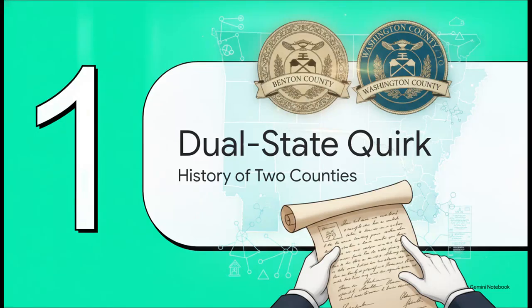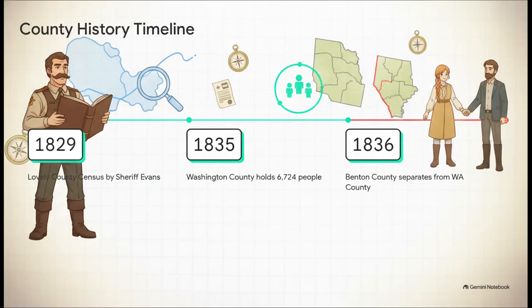Let's start right off with Section 1, the dual state quirk and history. If you're doing any kind of historical or genealogical research, this background is absolutely vital. Think about it like this. Back in 1829, a guy named Sheriff Lewis Evans conducted a census for this huge area in northwest Arkansas known as Lovely County. By 1835, that same area was part of Washington County, which had a booming population of over 6,000 people. It wasn't until 1836, when Arkansas officially became a state, that Benton County actually split off from Washington County to become its own thing.